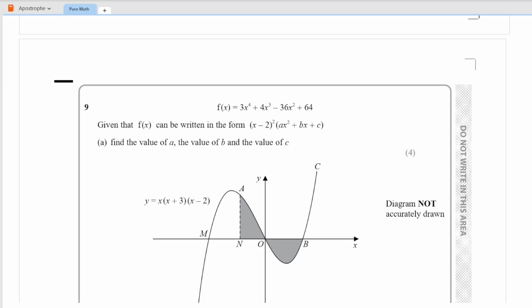So let's get back to question number 9. We have f of x equals this, which can be written like this. Find the value of a, b, and c. We have two options. Either option 1, we convert this to that by factorizing, or we convert this to that by expanding. Obviously, expanding is easier than factorizing, so we are going with this.